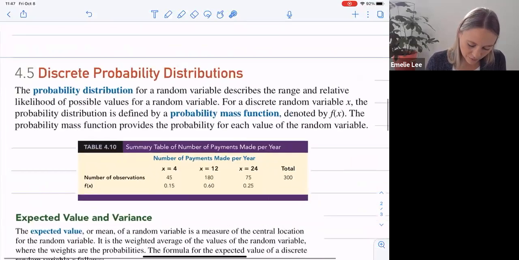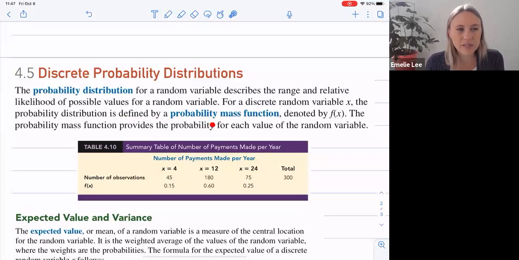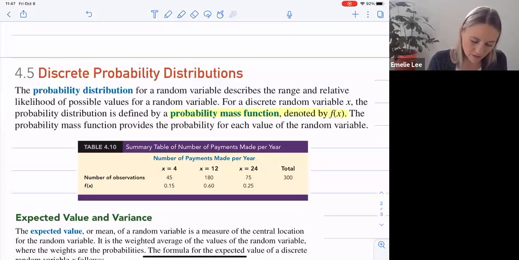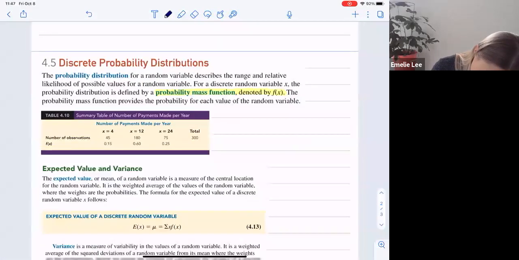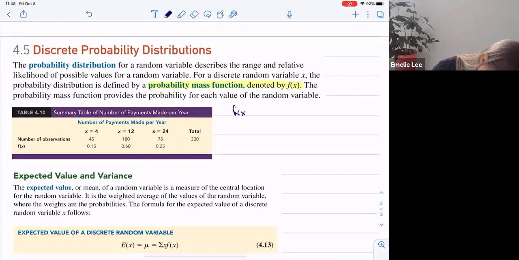So for a discrete random variable, the probability distribution is called the probability mass function, and it's denoted by f of x. So f of x is the probability of each x happening.